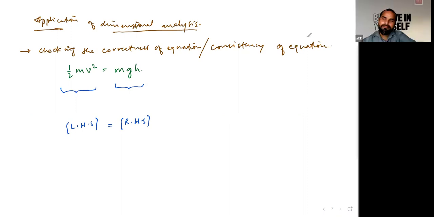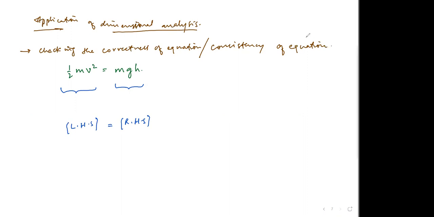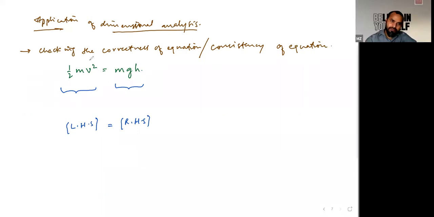Okay, so first of all, try to find the dimension formula for the left hand side and similarly for the right hand side and check whether they are equal or not. All of you just try to find out. Here m is mass, v is velocity, g is gravity and h is height. And we are aware of all these terms.